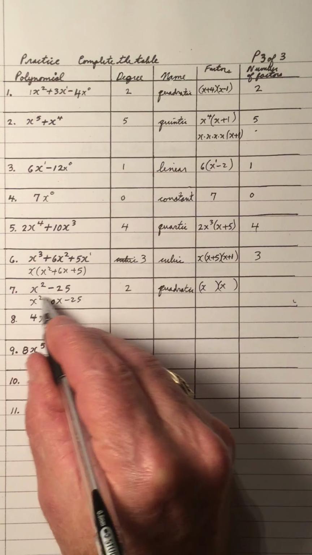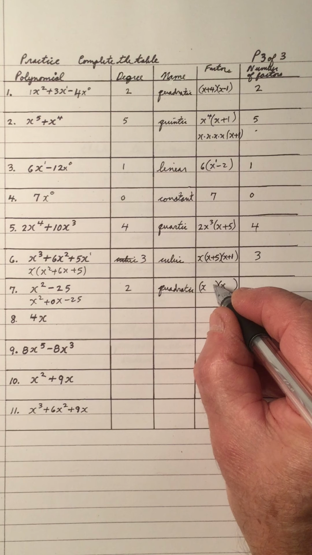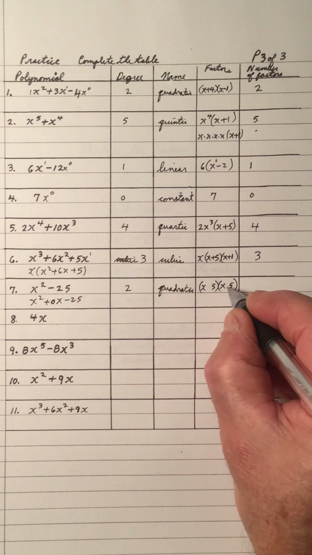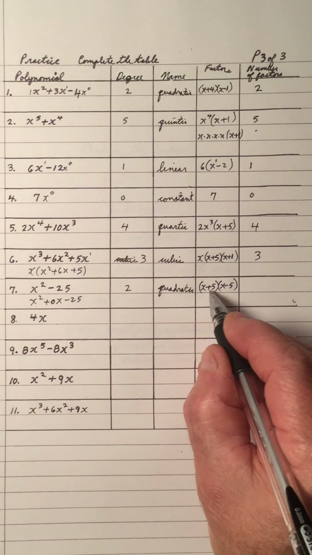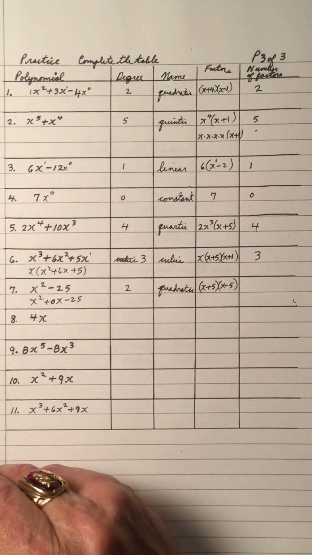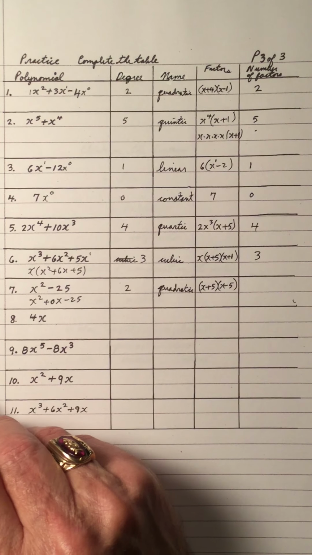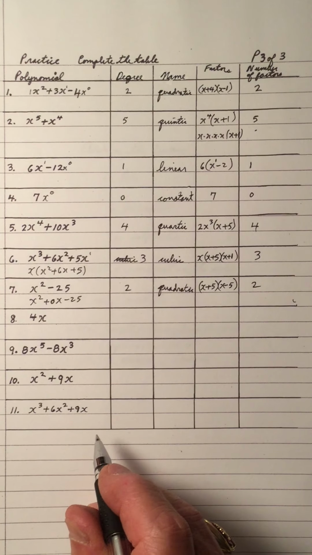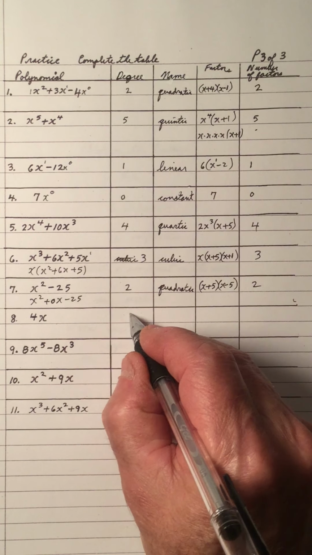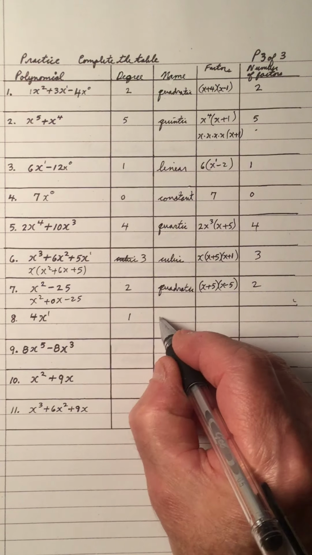So we say this is the difference of two squares. So it's 5 and 5 with a plus and a minus, because when you add these two numbers, you get a 0 in the middle. So that's the difference of two squares: X plus 5 times X minus 5. And there's two factors. 4X, the degree is 1. It's a linear.